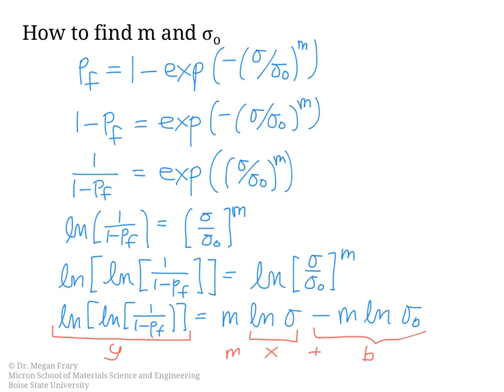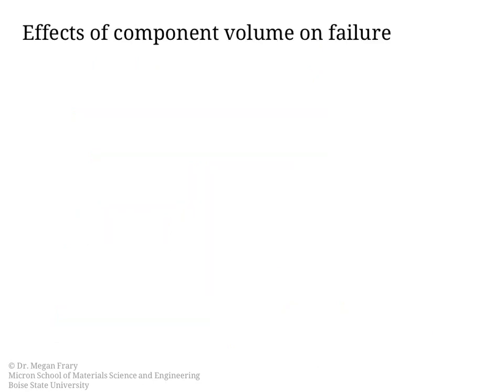Let's look next, though, at the effect that volume has on the failure probability of ceramics. Let's imagine that we have a component that has this volume here, and we divide it up into two subvolumes that we'll call volume 1 and volume 2. And what we want to know is essentially what is the fate of volume 1 and volume 2. So will it fail or will it not? And so there are four possible combinations of the fates of these two volumes.